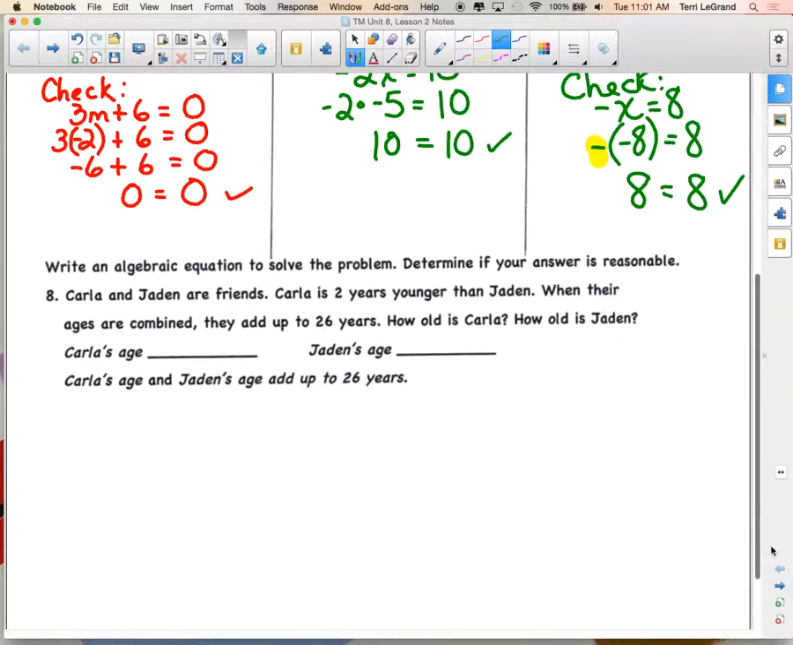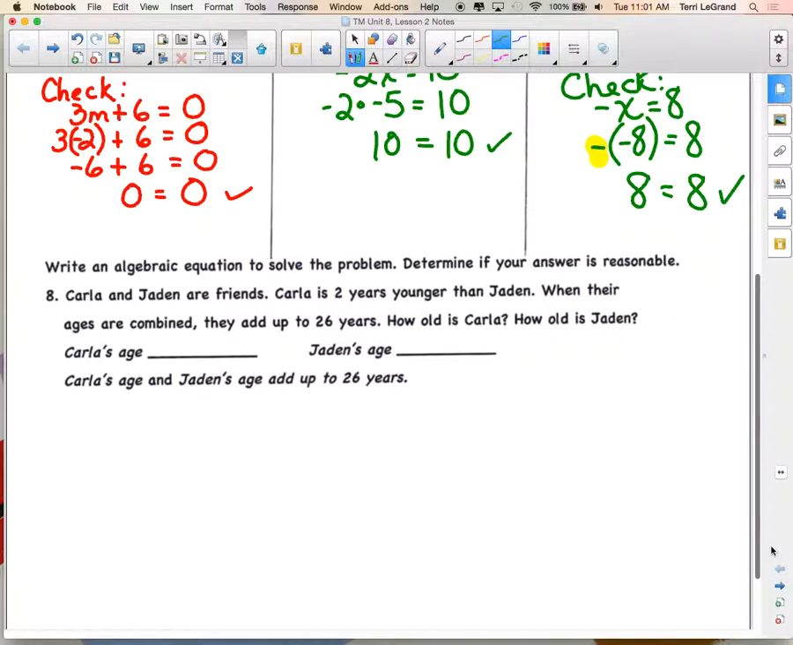Okay, now we're going to do a word problem. Remember, there are going to be lots of these this week. Write an algebraic equation to solve the problem. Determine if your answer is reasonable. So in other words, we're not going to do check problems, but instead we're going to say, does this even make sense that I should get an answer like this?